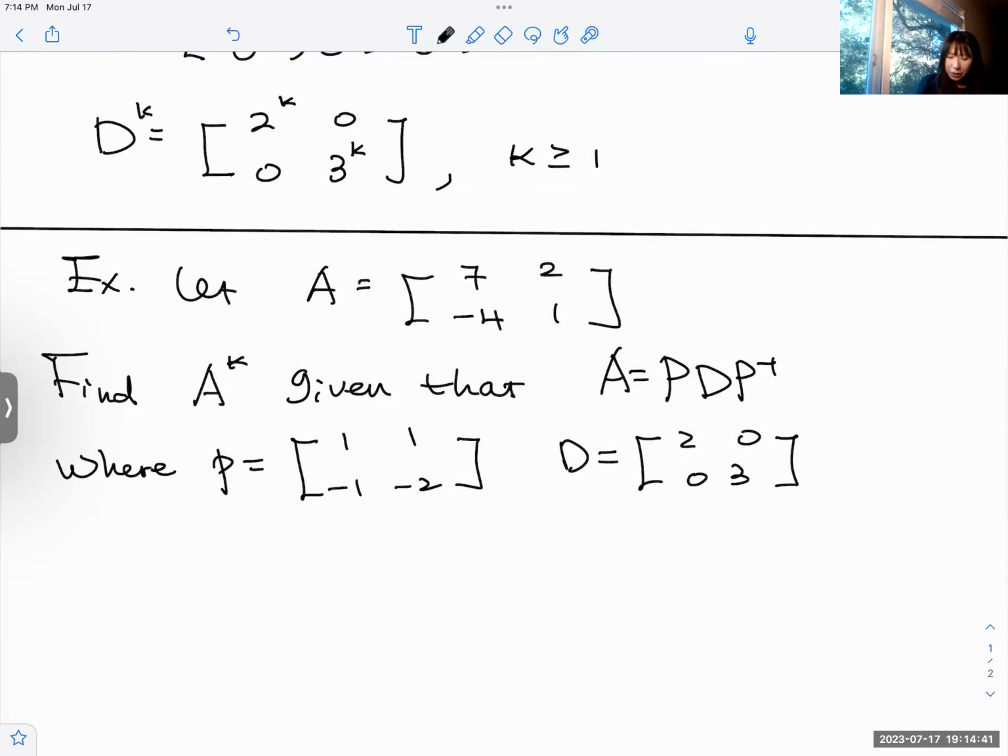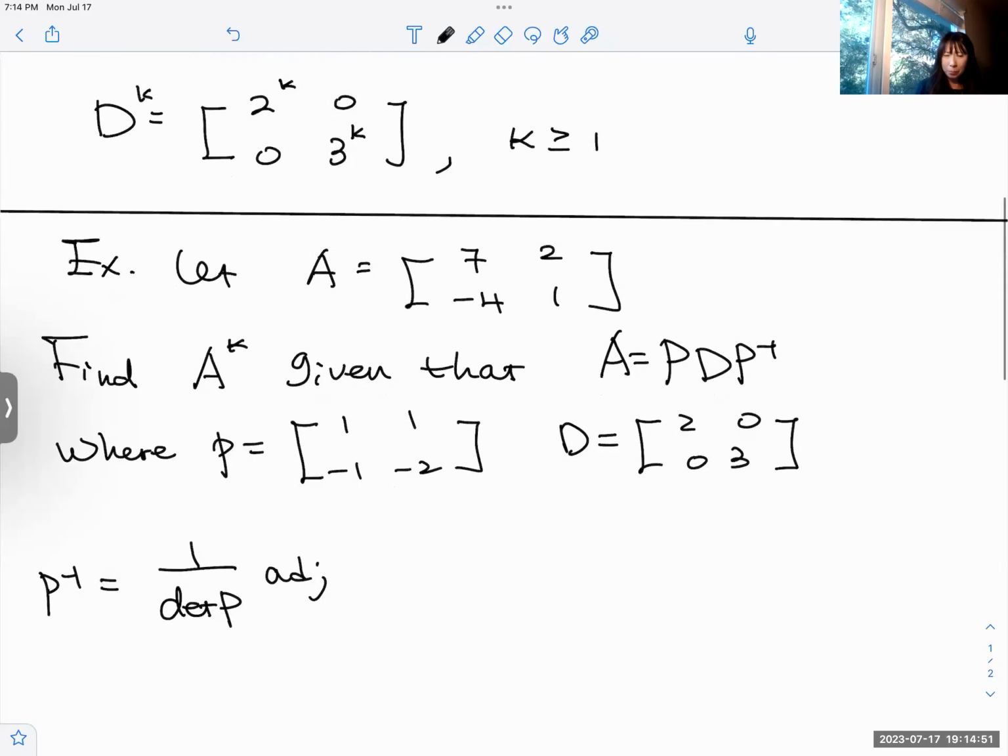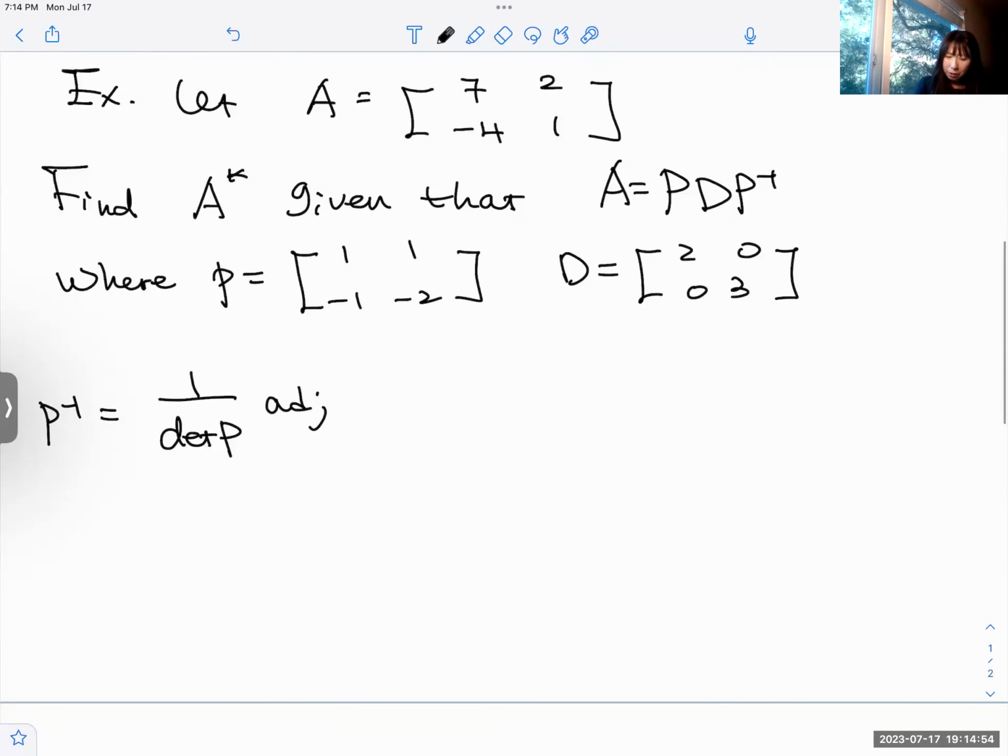Now, how do you find the inverse of P? We have 1 over the determinant of P times the adjugate or adjoint matrix, right? It is 2 by 2, so the determinant of P is straightforward. We multiply this way: negative 2 plus 1, which is negative 1.